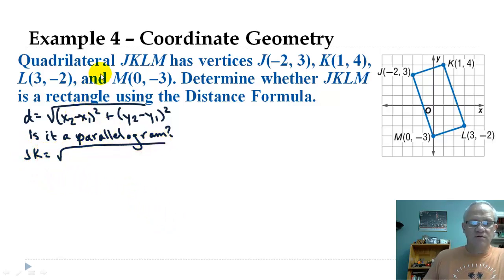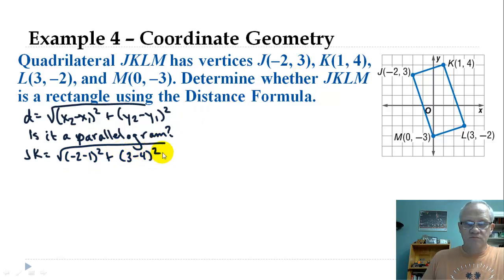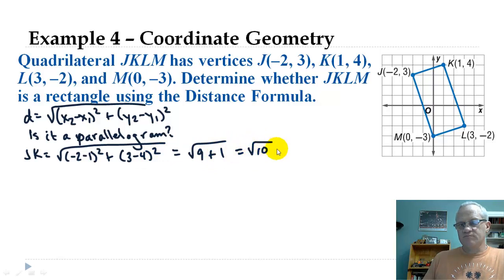So let's fill in here. We've got JK, so I'm going to go -2 minus 1 squared, 3 minus 4 squared. So -2 minus 1 is a -3 squared, which is 9. 3 minus 4 is a -1. -1 squared is 1. So this will be the square root of 10. You don't have to get the decimal here. We're just going to compare it to the other side. And so we just want to leave it like that.